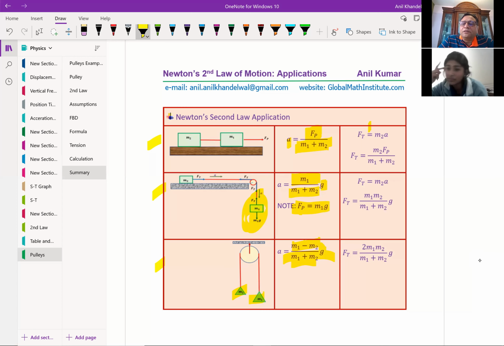Correct. Now let's talk about the tension. Tension is m2a, right? The second mass we'll always consider, and if there are many, consider the last one. If it is the 10th one, consider the last one. It is so simple. The tension is the same. So it is the same tension and the same acceleration. Just consider the last mass, m2a. That is the general form.